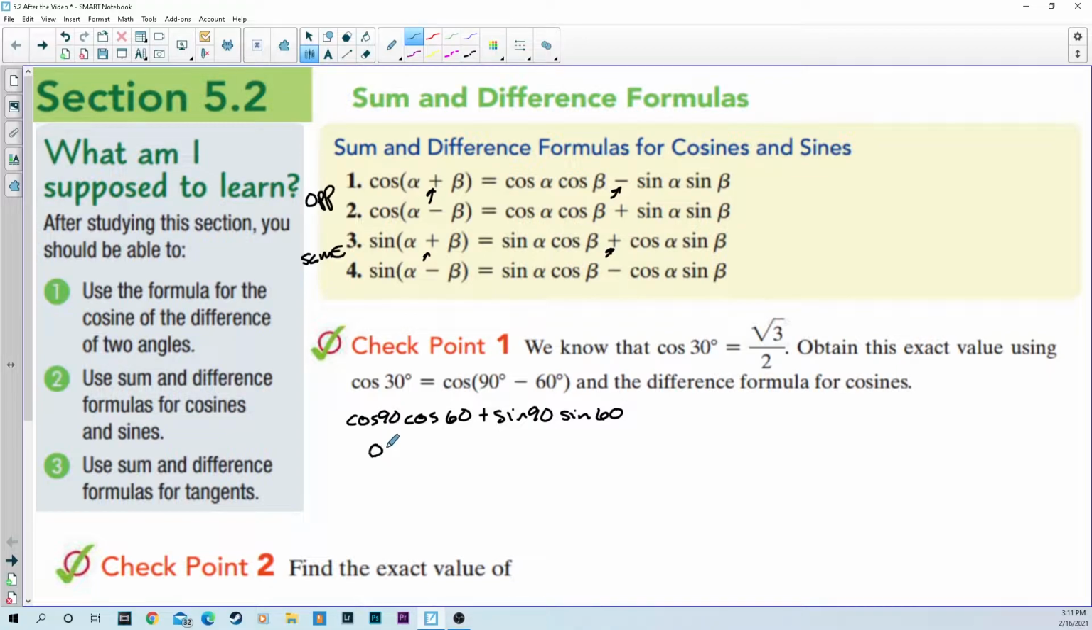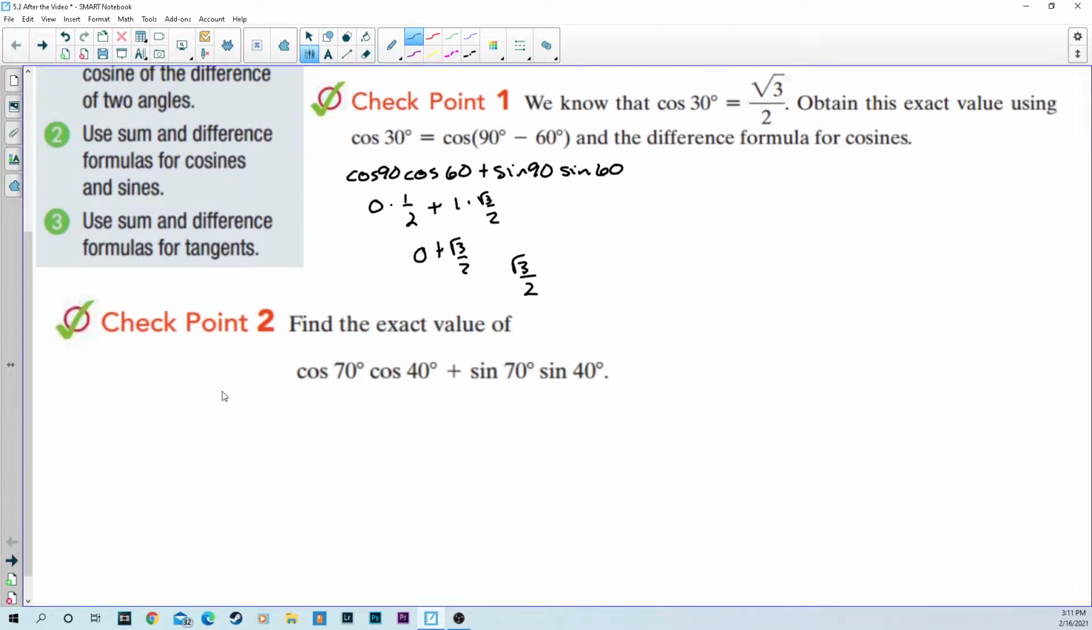Cosine of 90 is 0. Cosine of 60 degrees is 1/2. And then we have the sine of 90 is 1 times the sine of 60 is square root of 3 over 2. And we have 0 plus square root of 3 over 2, which is square root of 3 over 2. Checkpoint 2, find the exact value of cosine of 70, cosine 40, sine of 70, sine of 40.